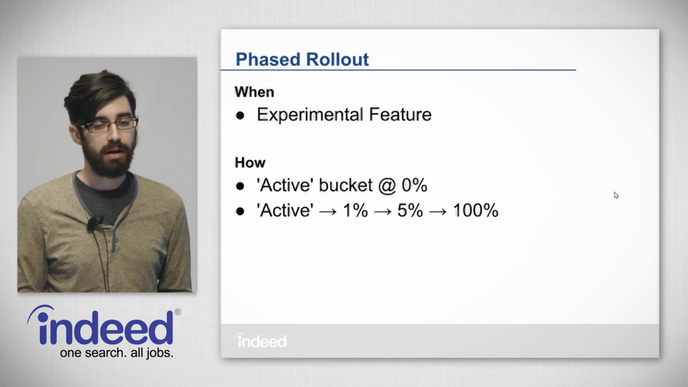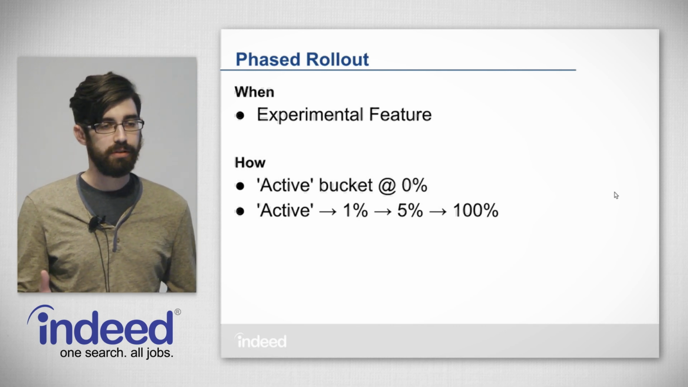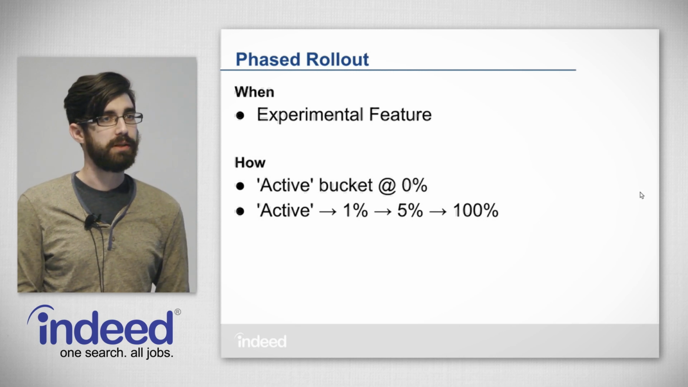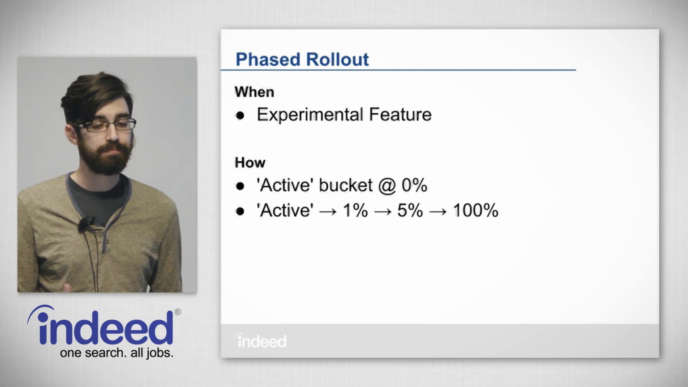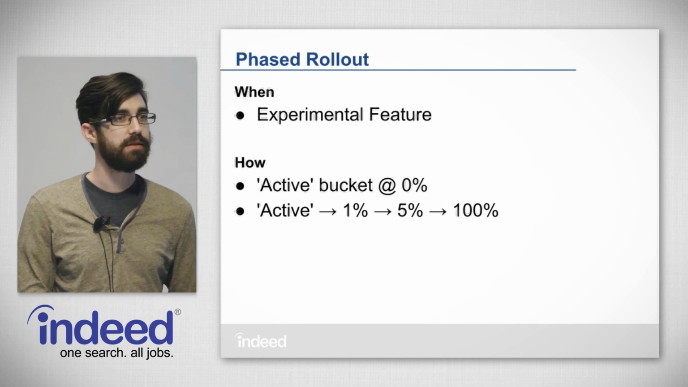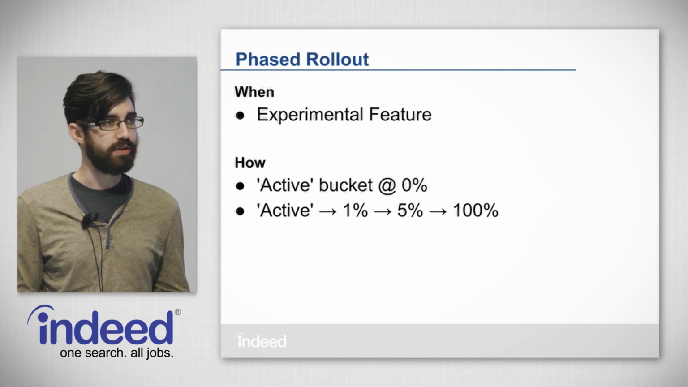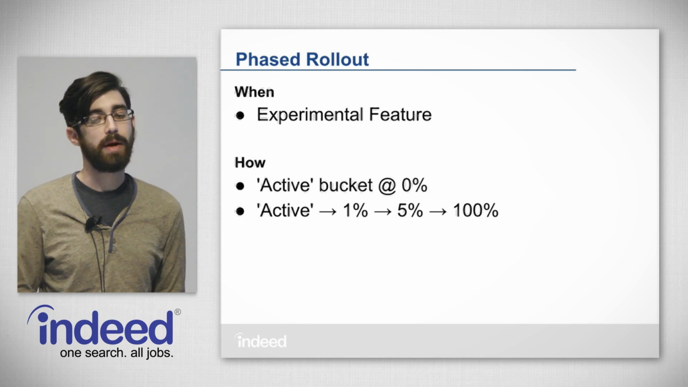Going on from there, phase rollouts. Let's say we have an experimental feature, and we don't know what the impact it's going to be on our infrastructure. So we can deploy it to production and leave the active bucket at 0%. We can then push data to change it to a 1% test, monitor results, increase it to 5%, 10%, 20%, up to 100% as soon as we're ready for it.